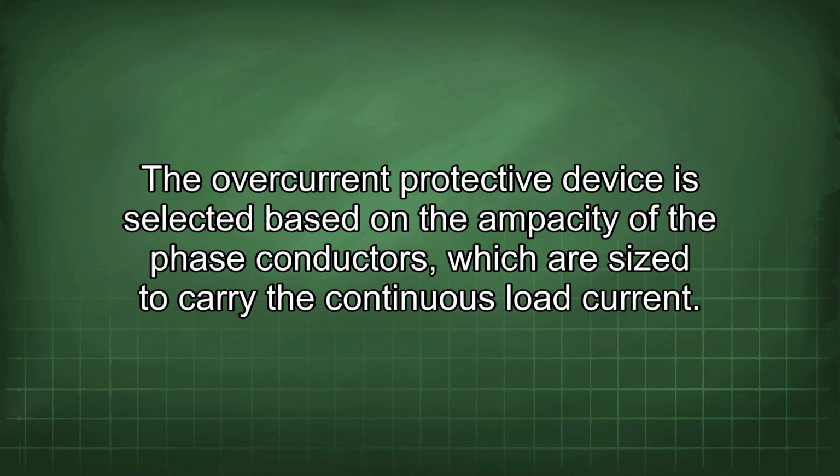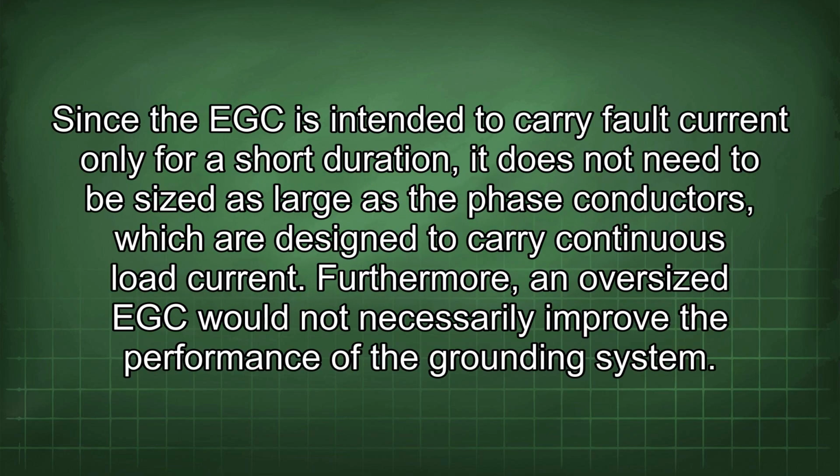The overcurrent protective device is selected based on the ampacity of the phase conductors, which are sized to carry the continuous load current. Since the EGC is intended to carry fault current only for a short duration, it does not need to be sized as large as the phase conductors, which are designed to carry continuous load current. Furthermore, an oversized EGC would not necessarily improve the performance of the grounding system.